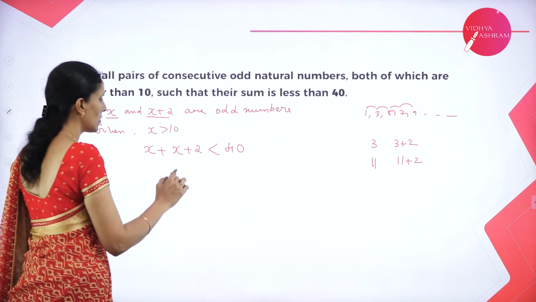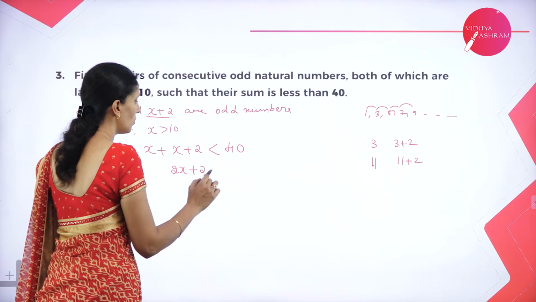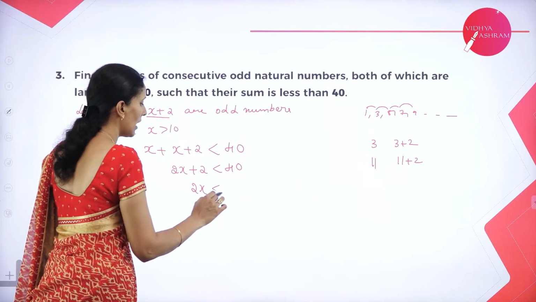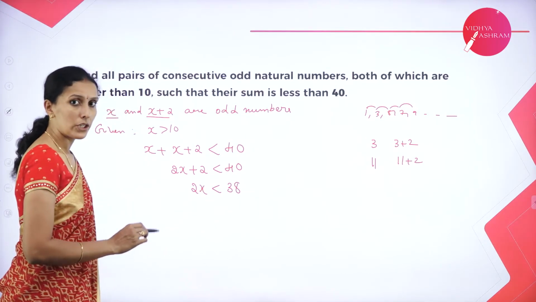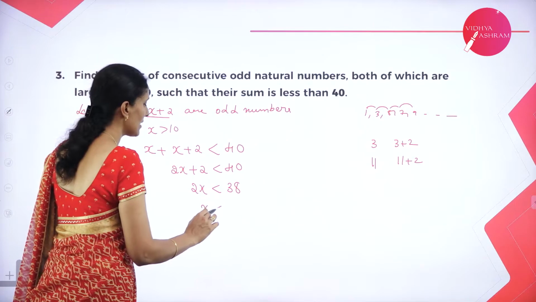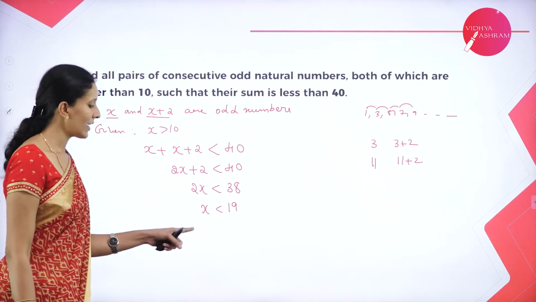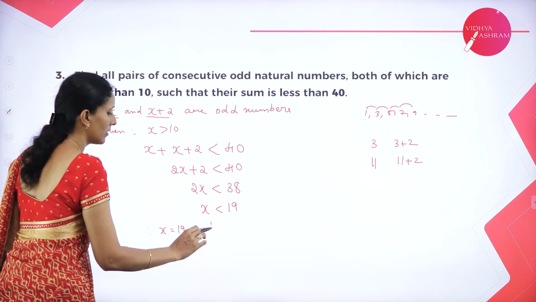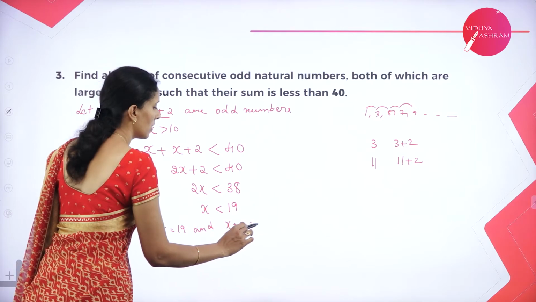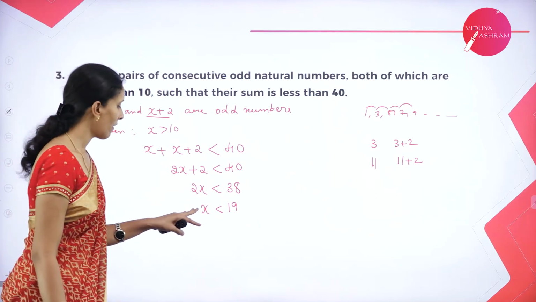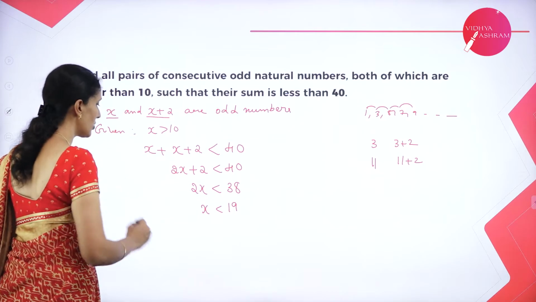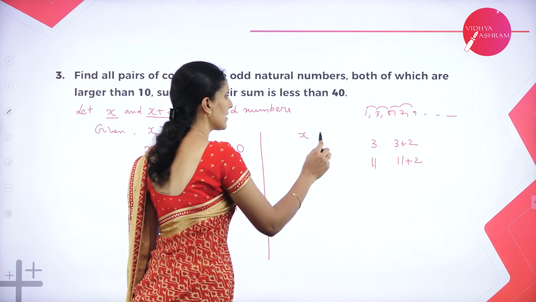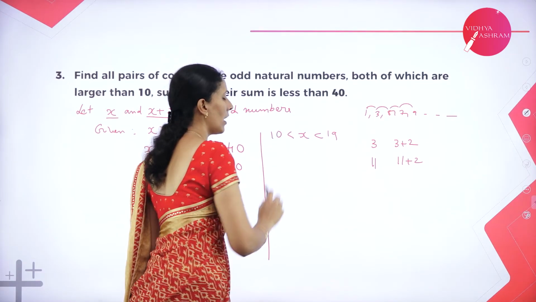Let us solve this. So here it is 2x plus 2 less than 40, minus 2 on both sides, 2x less than 38, divide by 2 on both sides, x less than 19. So if x is equal to 19, then x plus 2 is nothing but 21. Now here we have got x less than 19 and the condition is given as x greater than 10. So therefore what I can conclude here is x lies between 10 and 19.